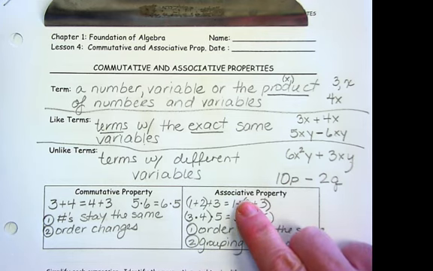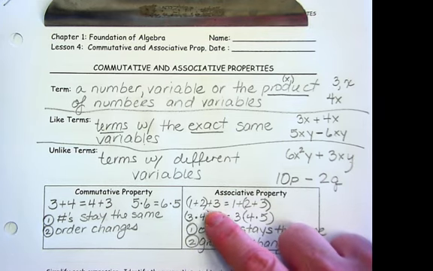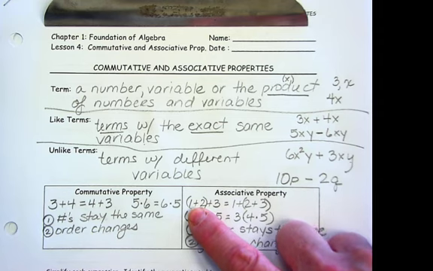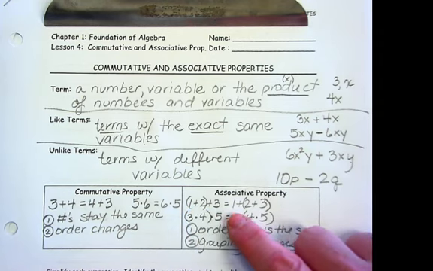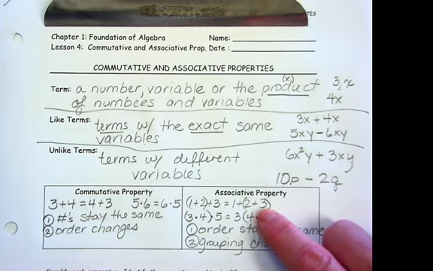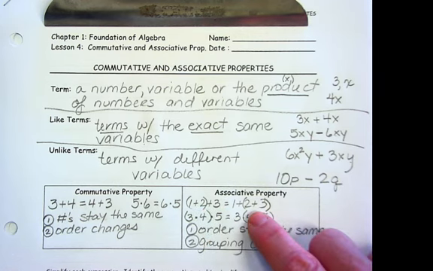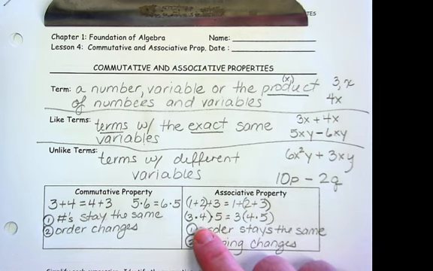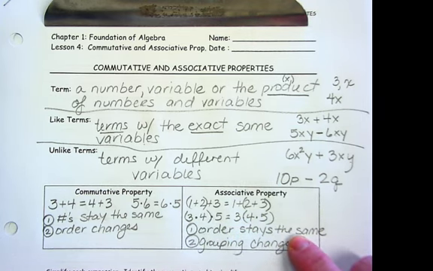Now associative property is 1 plus 2 plus 3, and the groupings around 1 and 2. I keep the exact order, but I change the grouping. Now let's look at it in multiplication. Same exact order, but the grouping changed. So order stays the same, but the grouping changes.